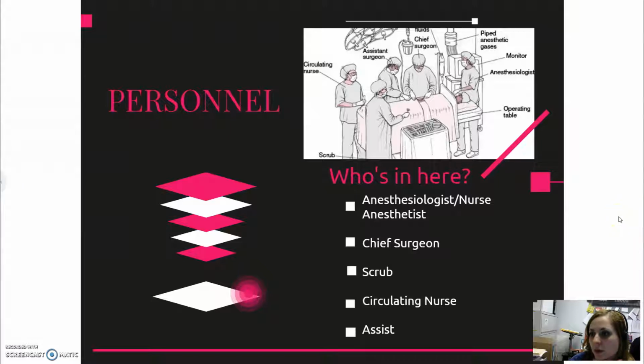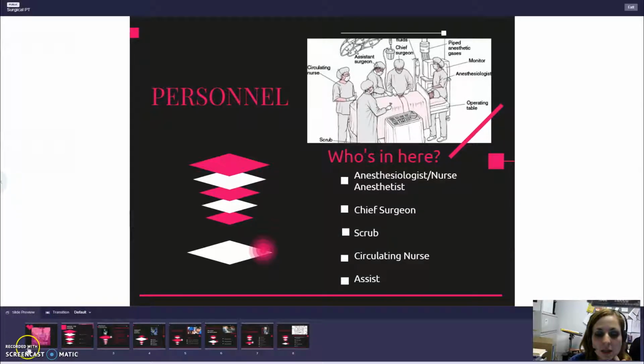So hopefully you'll have an opportunity to watch an operation being done so that you can get a better idea of what you're going to be seeing. Other than that, that's the end of this lesson.